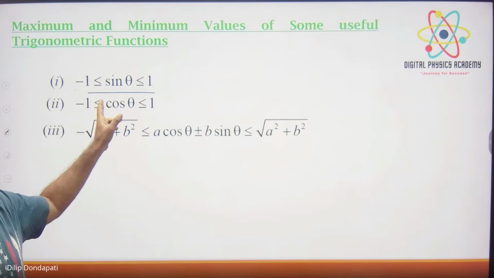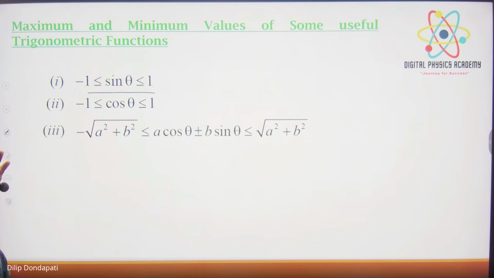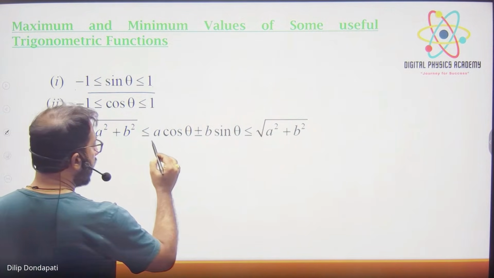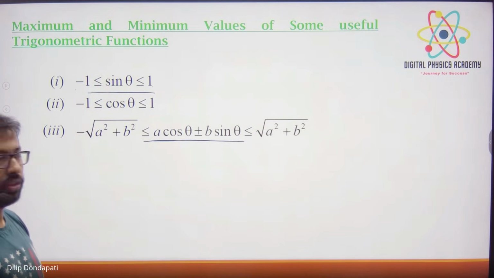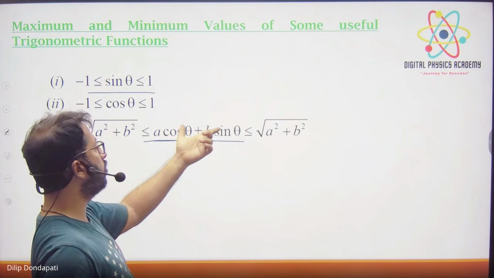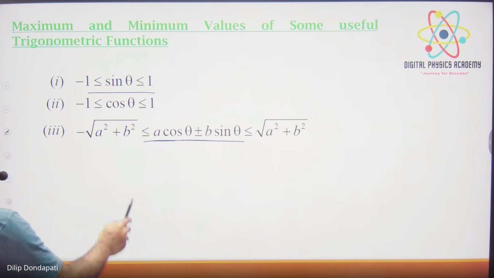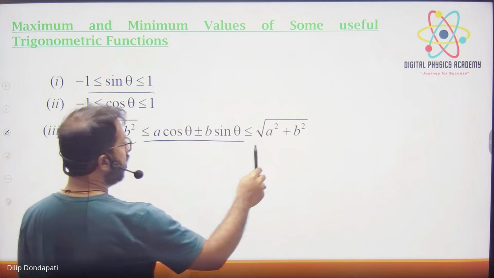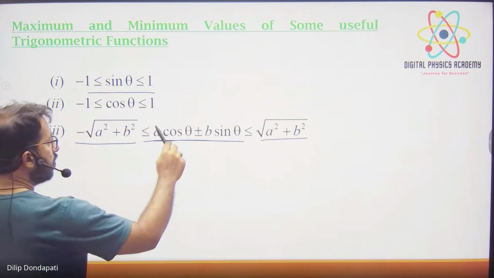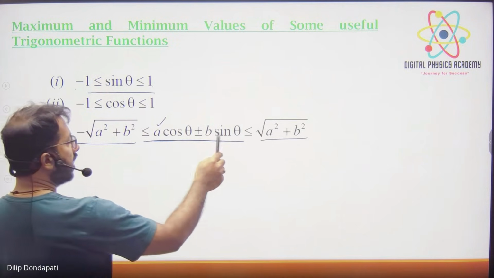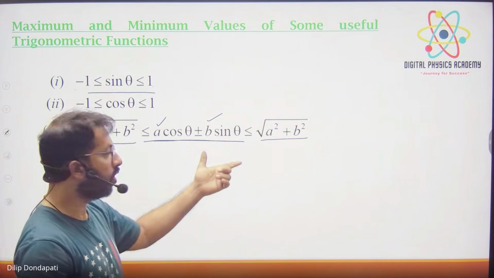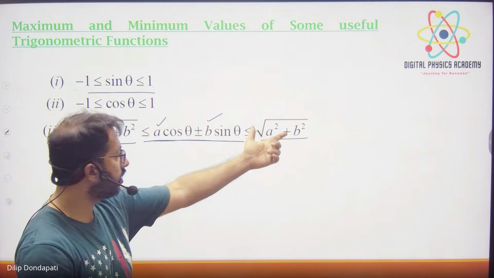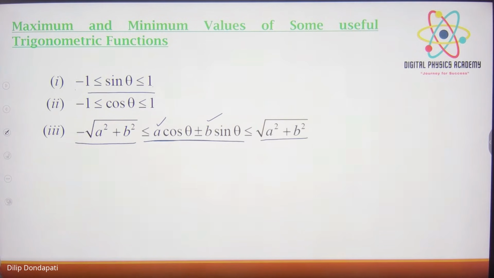Always, the sine graph is for the maximum and minimum value. But whenever it is in the format of a cos theta and b sin theta, plus or minus anything, suppose the given question is a cos theta plus b sin theta, that time the minimum value will be minus under root a square plus b square and the maximum value will be under root a square plus b square. The a value is beside cos, the b value is beside sin, and you take the whole square. They will give this function and ask to find the maximum and minimum value. So this is the maximum value, this is the minimum value of the function.